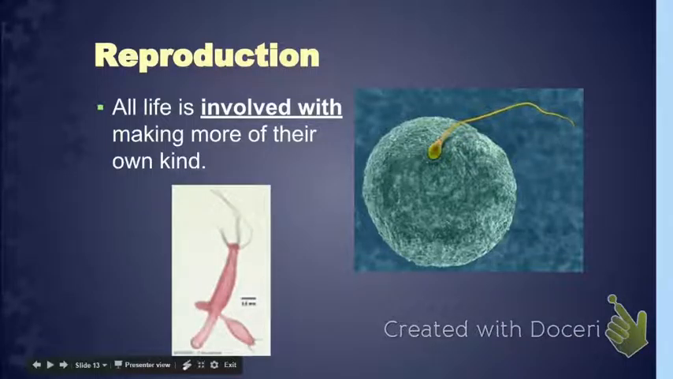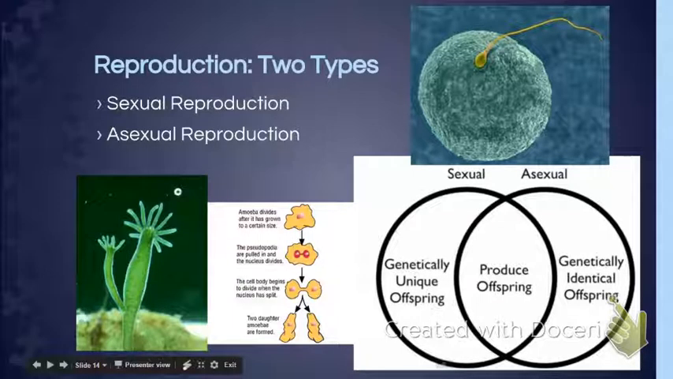All life is involved with making more of their own kind. So that's really important. All life is involved with making more of their own kind. There are 2 types of reproduction. Sexual reproduction. Sexual reproduction gives you genetically unique offspring. And asexual reproduction, for example, binary fission in bacteria, where they're just simply splitting and creating identical offspring.